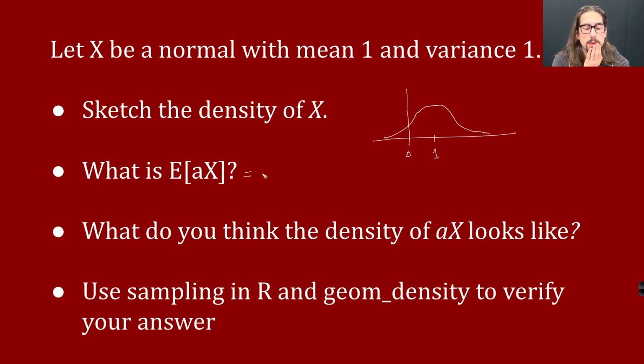Well, based on what we literally just did, we know we can take the constant out, and this here is this, right? So that's just a. So we know that the expected value of the scaled version of this random variable is a. The question is, what do you think the density of ax looks like? So what do I mean the density of ax? Well, this is just another random variable z, right?